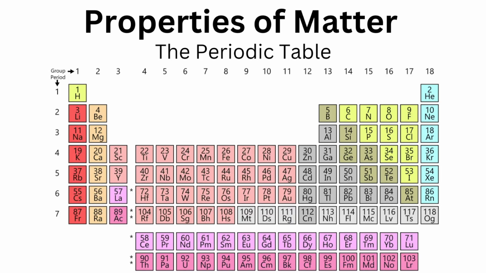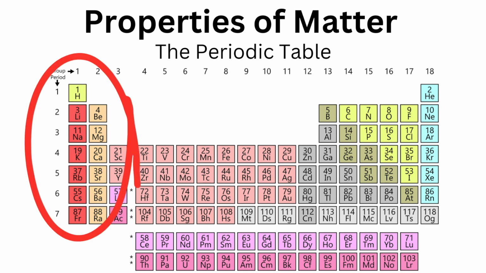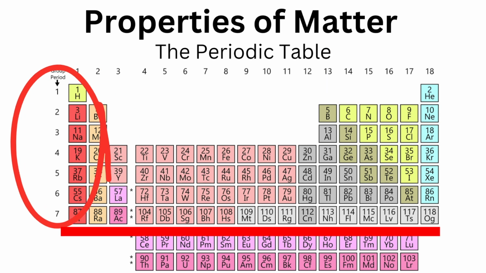The periodic table. A chart that organizes all 118 elements. Columns are called groups which have similar chemical properties. Groups 1, 2, and 13 to 18 are main groups, whilst groups 3 to 12 are transitional elements. Horizontal rows are called periods labeled from 1 to 7.